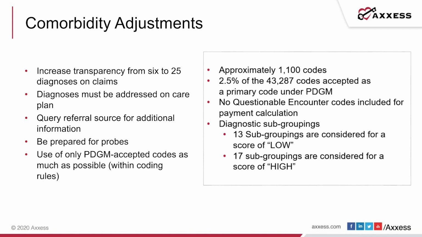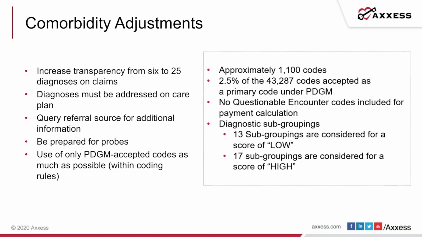Again, there are going to be some weird, strange instances from time to time where maybe PDGM and coding does not line up properly. And when that happens, we need to keep those examples and refer those back to CMS for further instruction. But certainly for the most part, you should be able to use those more specific codes and follow your coding guidelines. For the comorbidity adjustment, totally there are about 1,100 codes that will add monies in a comorbid adjustment grouper, which again is only about 2.5% of those 43,287 codes that are accepted as primary codes under PDGM.